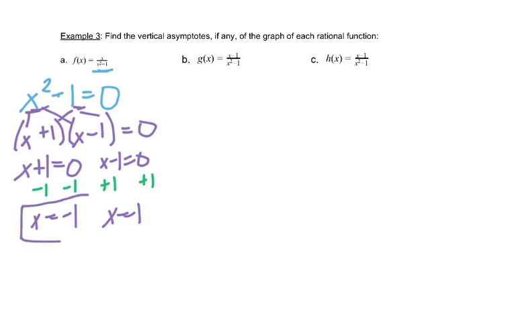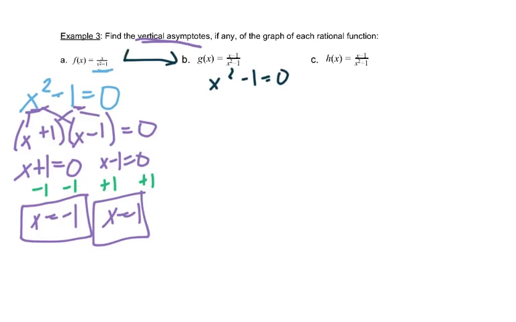And here we have two vertical asymptotes. So let's look at the next one. We'll talk about how these asymptotes look in a minute, but right now we're just trying to find them. So let's look at this next one. The next one says that we have x squared minus 1 equal to 0 also. So what's the difference between these two?